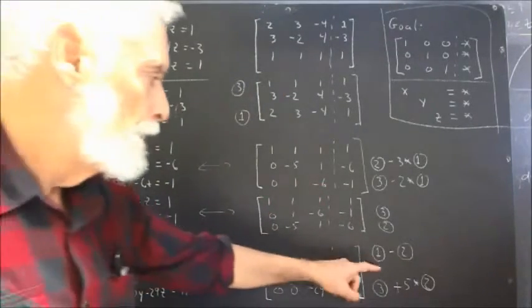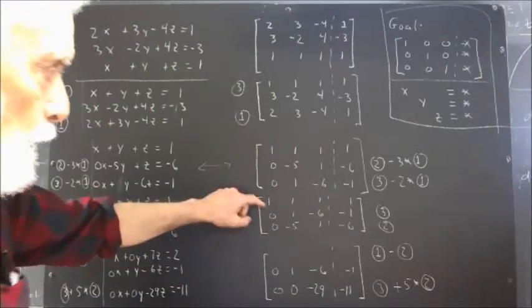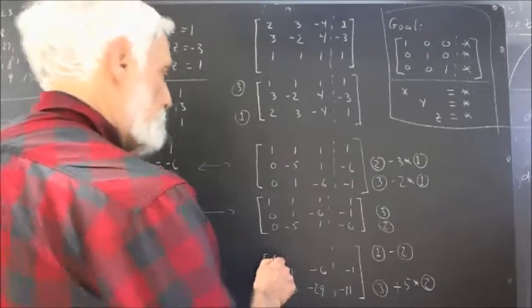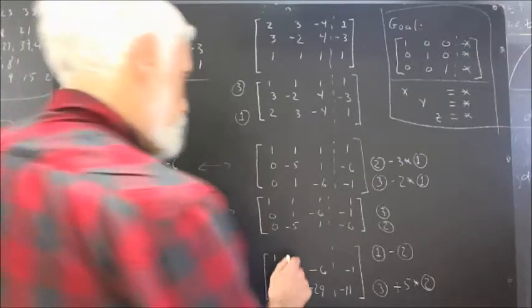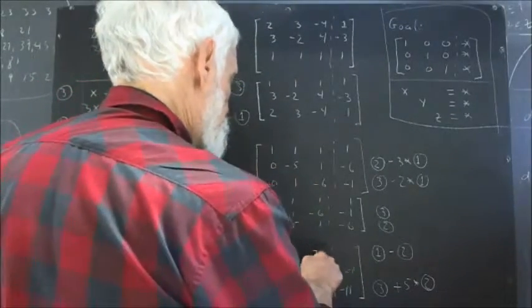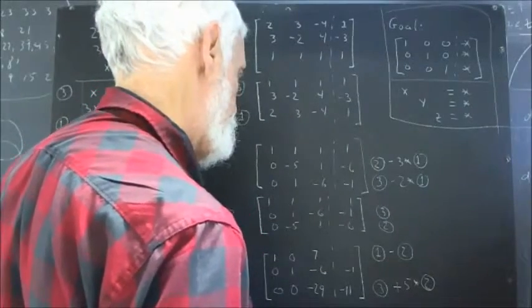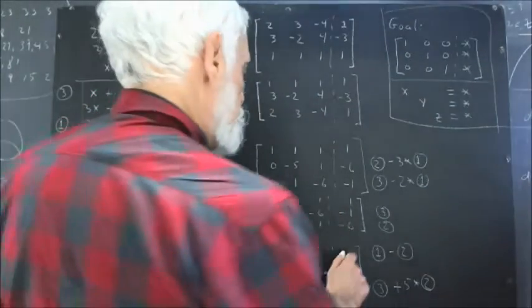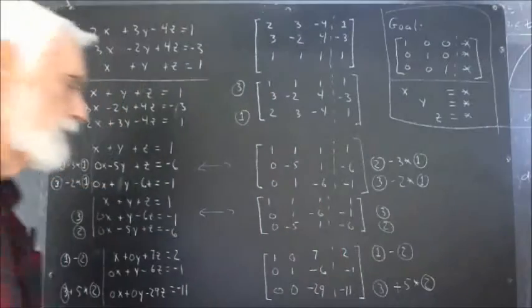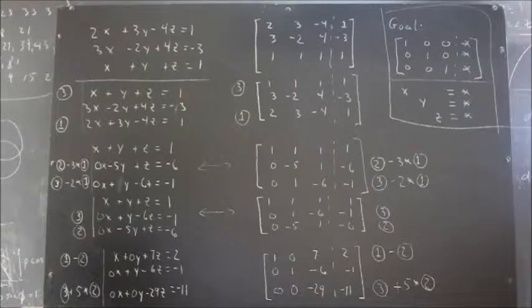Now the first row, we're just going to do the first row of the previous minus the second. So 1 minus 0 is 1. 1 minus 1 is 0. 1 minus a -6 is 7. And 1 minus a -1 is 2. Now let's make sure our coefficients here agree with what we have over here. Okay, it looks like everything agrees, so it looks like we're okay.